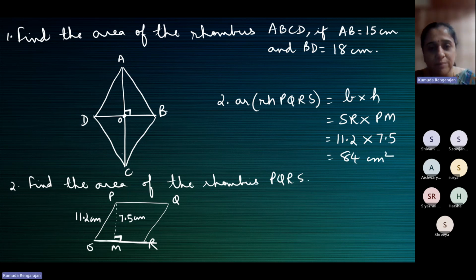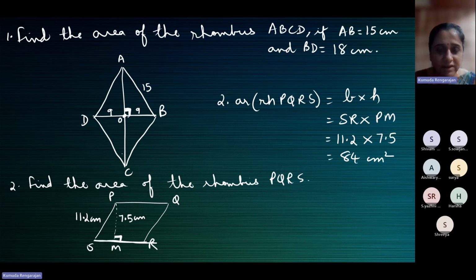So using these properties of a rhombus, how did we get a right angle here? Because the diagonals are perpendicular to each other, so 90 degrees here. And the diagonals bisect each other, which means O is the midpoint of BD. That's how we write 9 here and 9 here. Because it's a right triangle, we can use Pythagoras theorem. AB is 15, so we can use Pythagoras theorem to find AO.